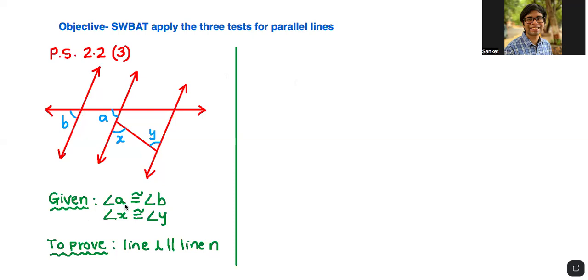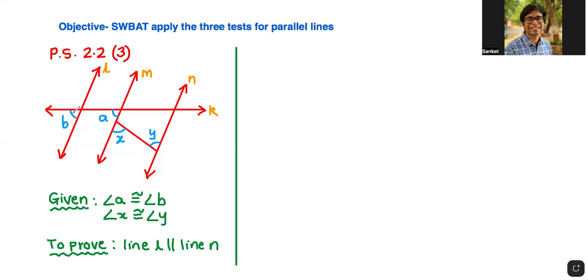In this problem, it's given to us that angle A is congruent to angle B, angle X is congruent to angle Y. We have been given nothing about these three lines. It's not given to us that the lines are parallel or not parallel. Nothing about the lines is given to us. We are supposed to prove that line L is parallel to line N. Line L is parallel to line N is something that we are supposed to prove.